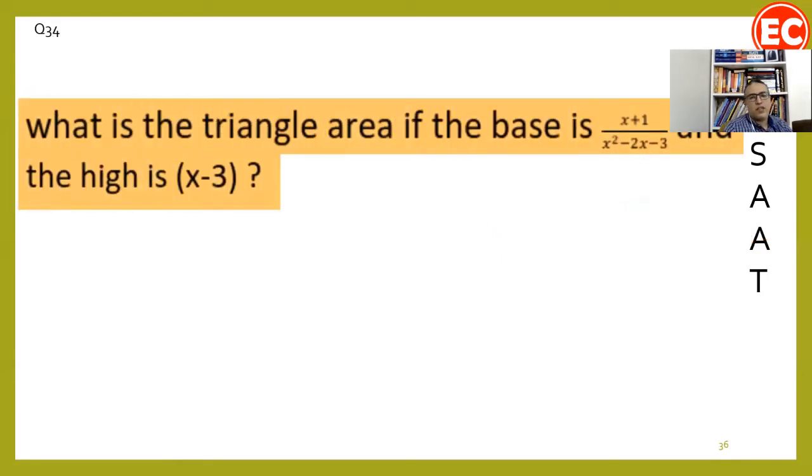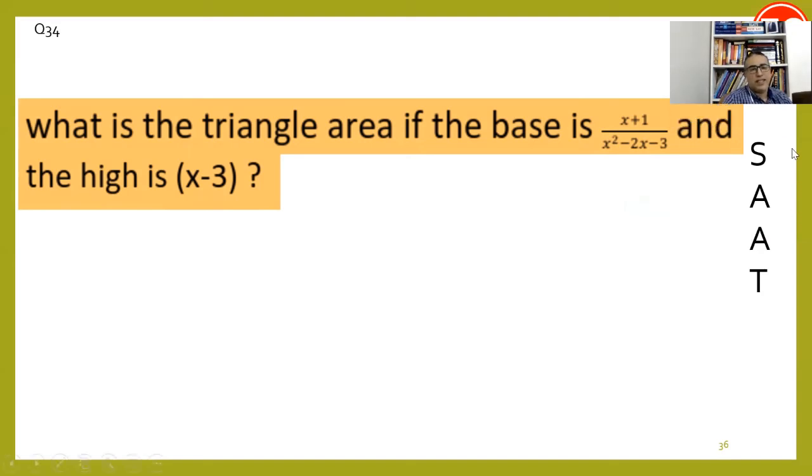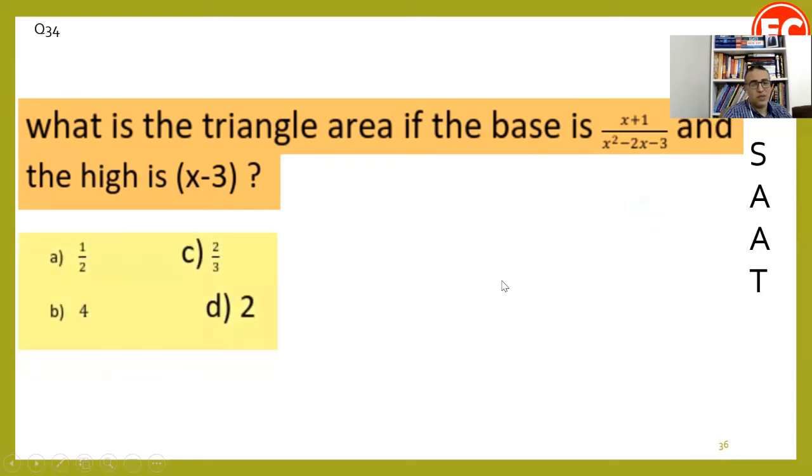Question 34. What is the triangle area if its base is x plus 1 and its height is x minus 3? Triangle area. And as we can see, what is it? How will I solve something like this? Very easy. Area of the triangle is equal to half base times height. So it's a half. The base just needs to be simplified. So I need to factorize. Multiply the height.